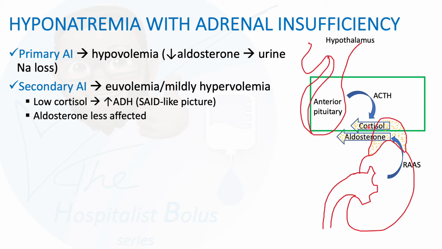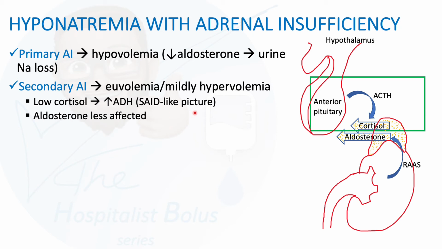The cortisol will be affected though, right, because of the decrease in the ACTH production because of the disease, for example, in the anterior pituitary. So low cortisol would be associated with increase in the ADH. We'll talk about that in more detail in the next video. And this will lead to SIAD, or syndrome of inappropriate ADH or AD secretion, like pictures.